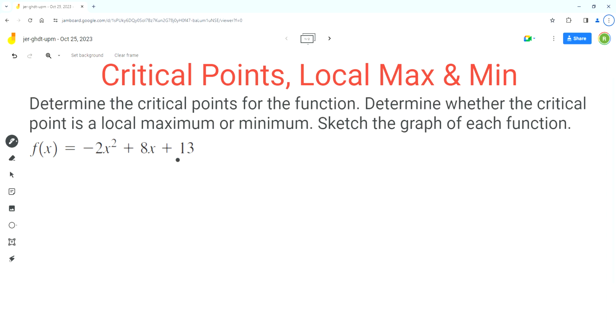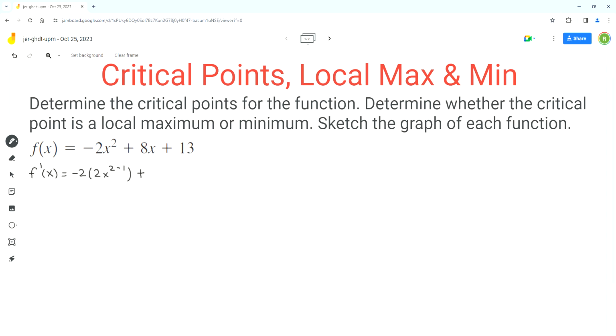So the first step is to find the derivative of this function. Now this function is a polynomial function. So f prime of x equals, so we have to find the derivative of the three terms in this function. For the first term, negative 2x squared, we can use the power rule. Negative 2 is the coefficient, so it will stay as it is. And as per the power rule, the derivative of x squared is 2x, with exponent 2 minus 1. So we move the exponent to the front and then we subtract 1 from the exponent.